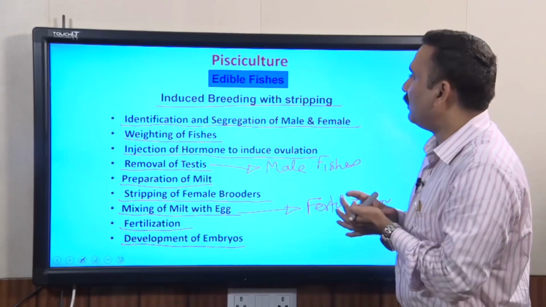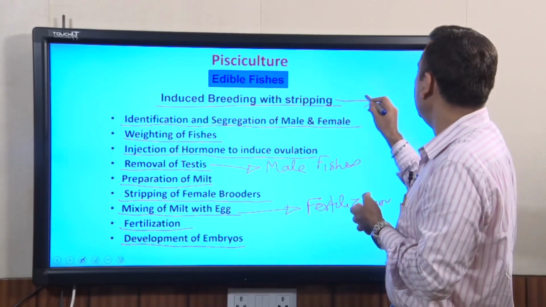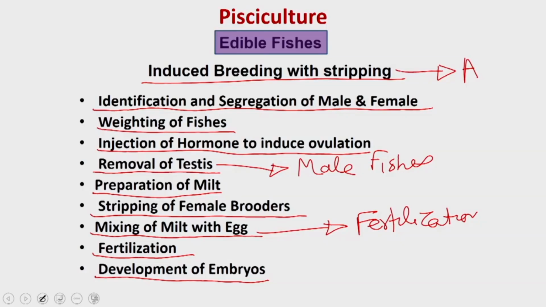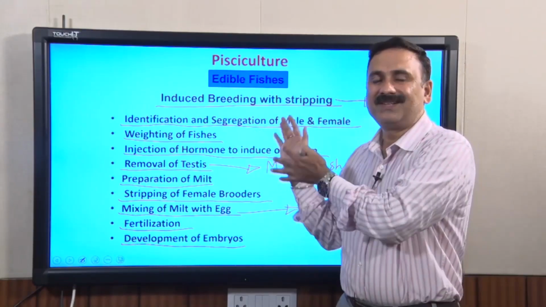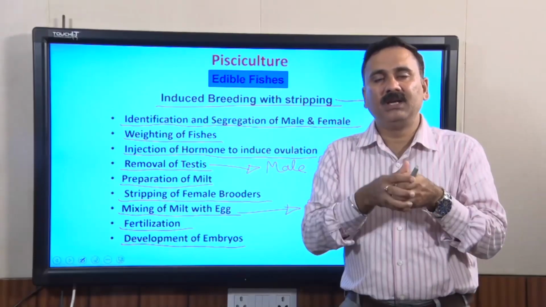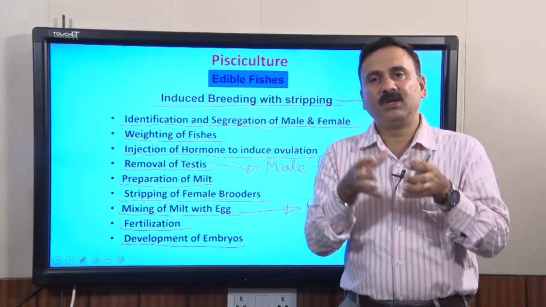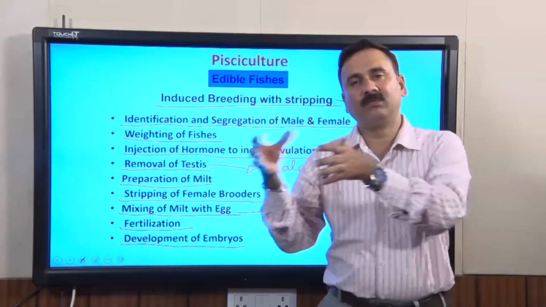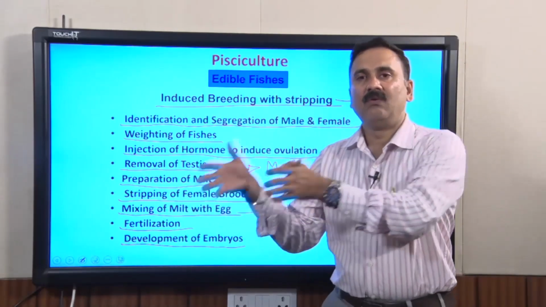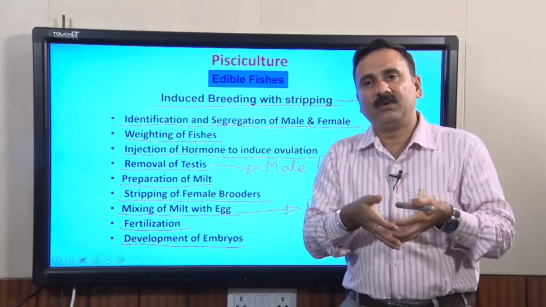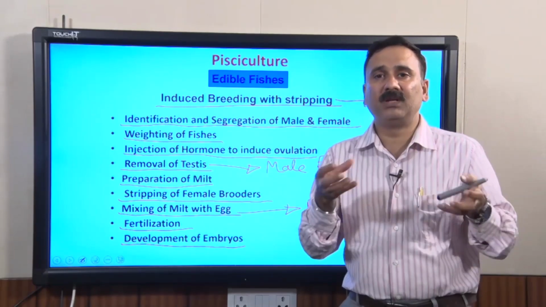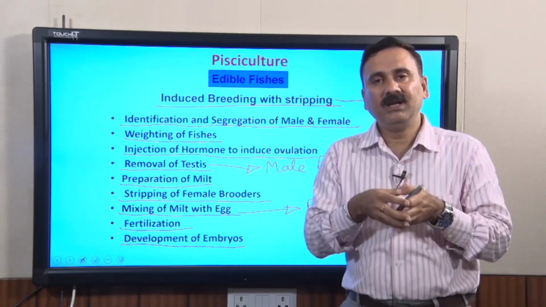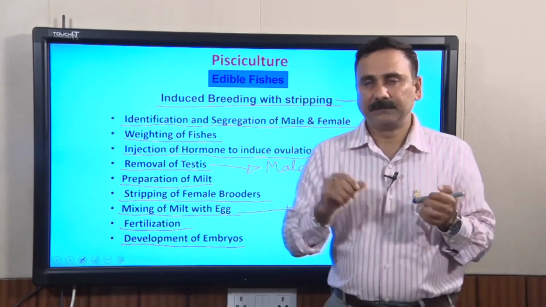In the strip breeding, this is called artificial breeding, which means in the induced breeding you are not doing anything in the pond. In the induced breeding with the stripping, you are doing everything outside the water itself, which means you are taking out the egg from the fish, you are taking out the sperms from the male, and then you are incubating them together to fertilize, and that is how you are doing the complete process of what happens in the natural environment under in vitro conditions.